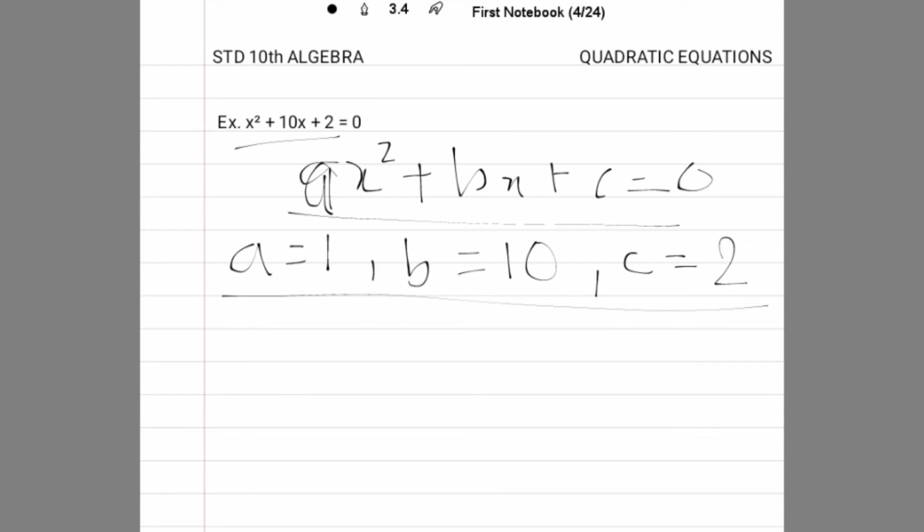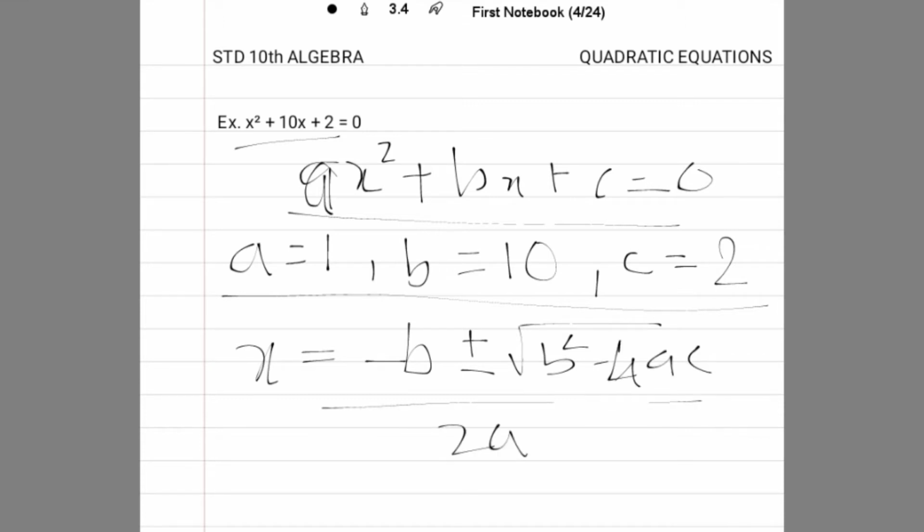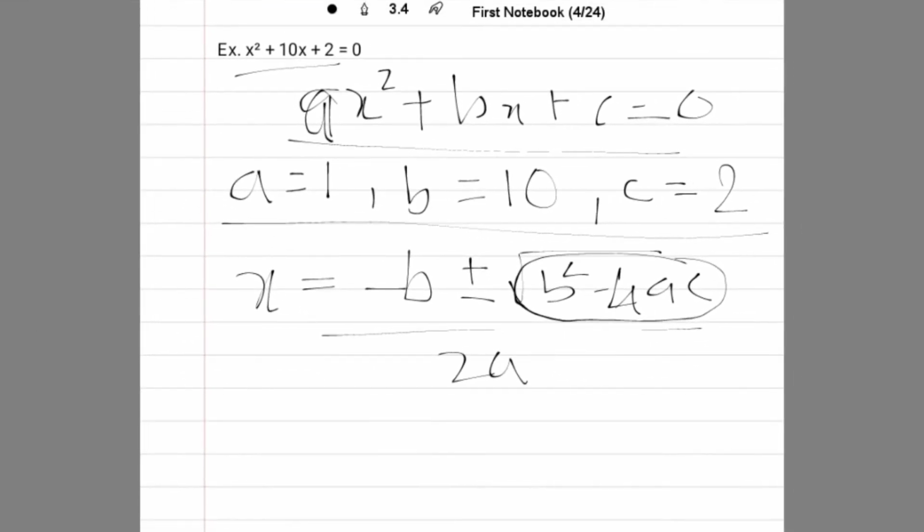Now we have to remember the formula. What is the formula? x is equal to minus b plus minus root of b square minus 4ac, divided by 2a. If you see here, it is a little difficult for you because if you directly substitute the values in this, you will get a little confused. So what we will do is, we will just calculate this part separately, okay? The value we need to calculate is b square minus 4ac.